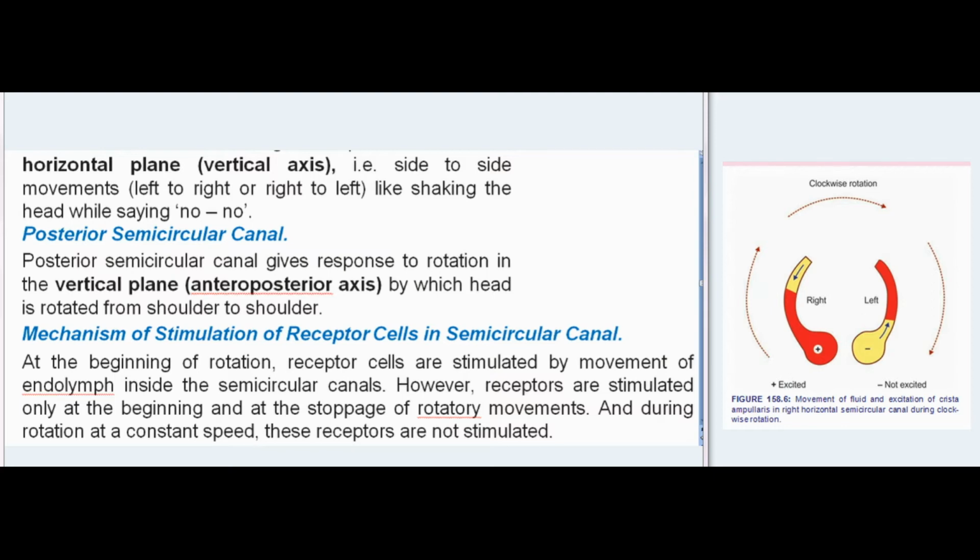Mechanism of stimulation of receptor cells in semicircular canal. At the beginning of rotation, receptor cells are stimulated by movement of endolymph inside the semicircular canals. However, receptors are stimulated only at the beginning and at the stoppage of rotatory movements. During rotation at a constant speed, these receptors are not stimulated.